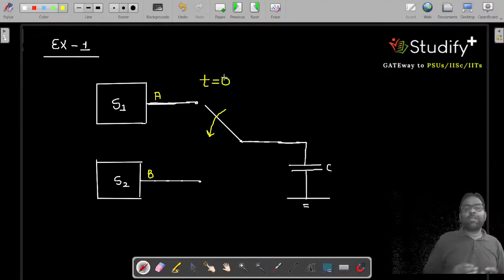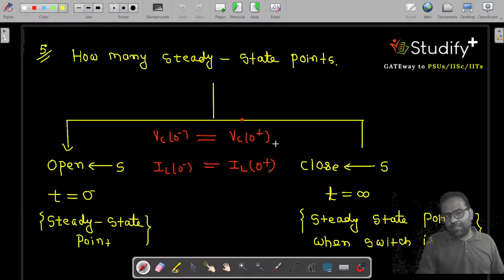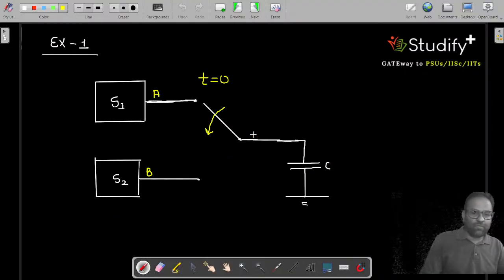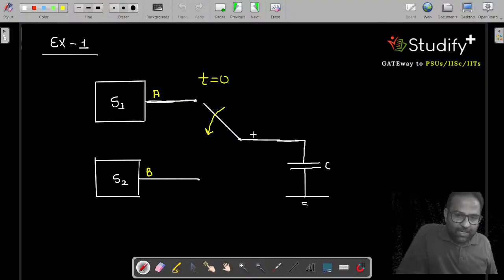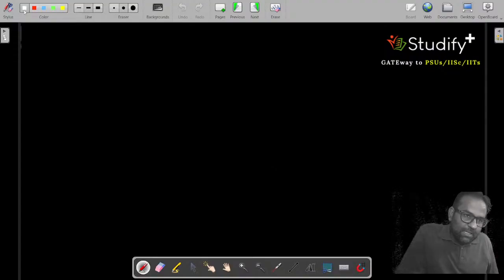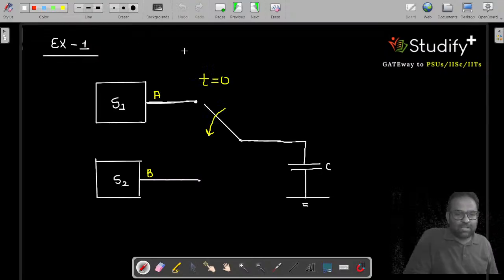Let's understand the meaning of copying that voltage. What I am saying is you can copy this voltage from Vc0 minus to Vc0 plus. What is the real meaning of this statement? Initially the capacitor is connected at switch position A, and now at t equal to 0 we connect it to position B. So let's take case number 1, when the switch is connected to position number A.